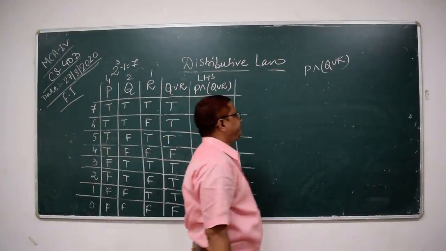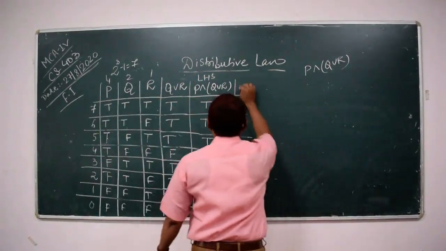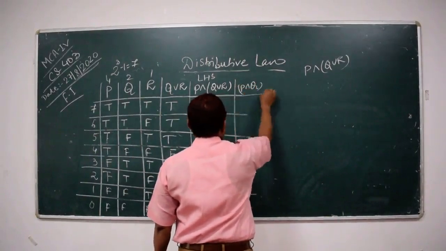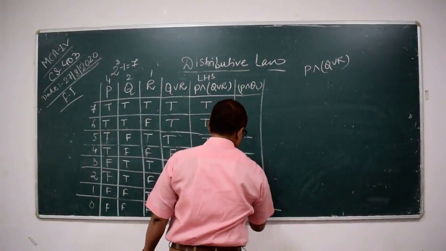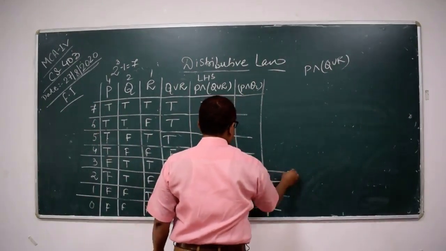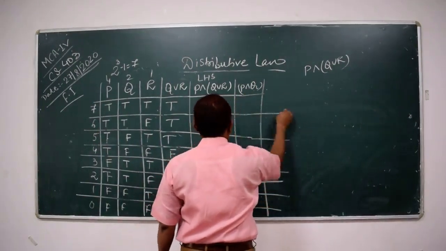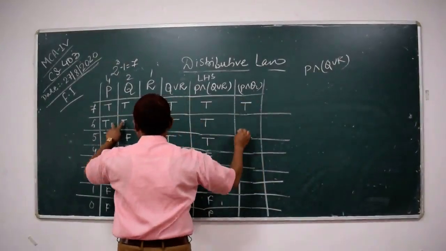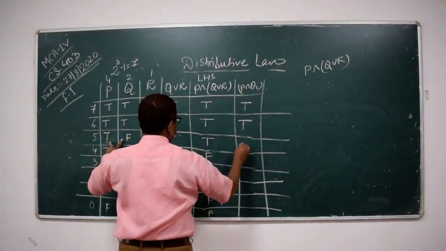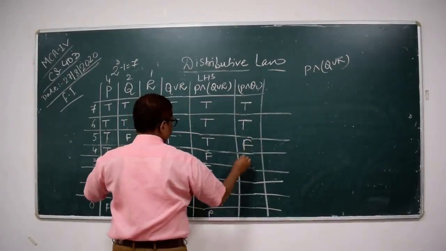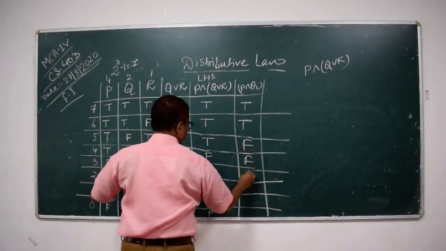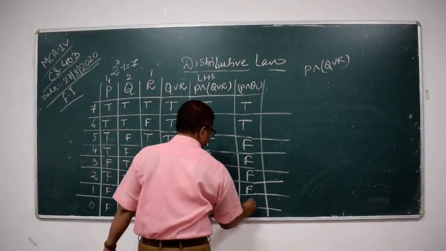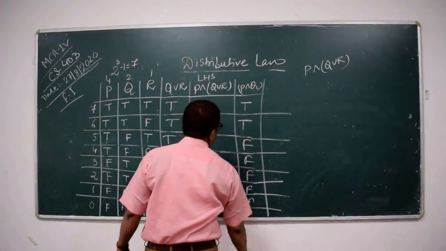Now to prepare the right hand side. The first operation of the right hand side is P and Q. P and Q. The values are T, T, F, F, F, F, F, F.